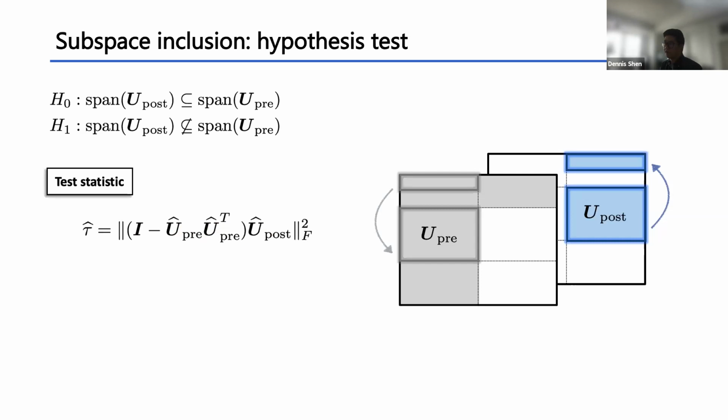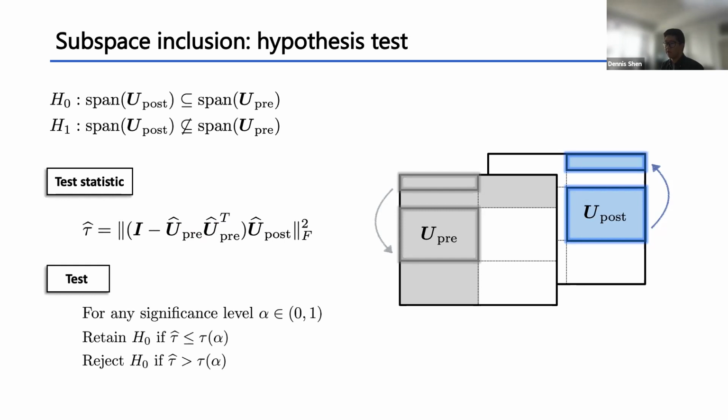Of course, we're never going to fully observe U pre and U post perfectly due to the stochasticity of our observations induced by the epsilons. Therefore, as Anish had presented in the algorithm section, we're going to use the top principal components of the observed donor matrices Z pre and Z post as proxies, which we're going to denote as U pre hat and U post hat. And so this yields the following test. For any significance level alpha, we're going to retain our null hypothesis if tau hat is less than or equal to some critical value tau of alpha. And we're going to reject our null hypothesis otherwise. And again, to build some intuition, just note that in the ideal setting where U pre and U post are perfectly observed, tau of alpha is going to be exactly 0.